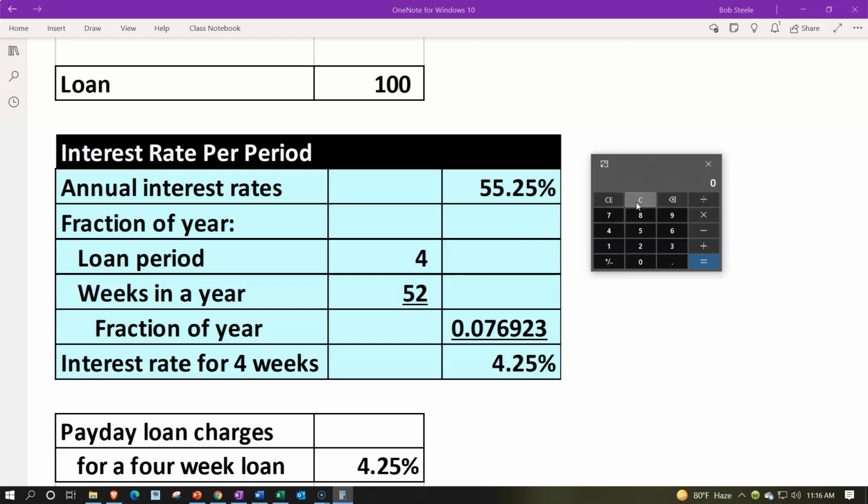The other way you can think about this is you might take the $100 times the yearly rate, which would be the 0.5525, and then break it down to the period that's being covered, which is the 4-week time period, by taking the fraction of a year. So you could take that and say, I'll divide it by the number of weeks in a year. So divided by 52, that would be the number of weeks in a year, and then times 4, and that would give us, once again, our 4.25.